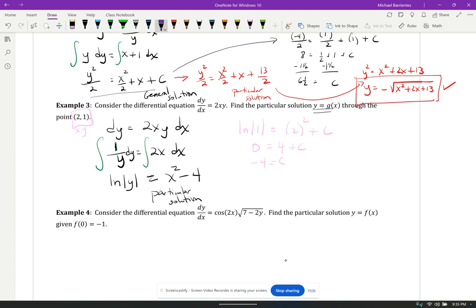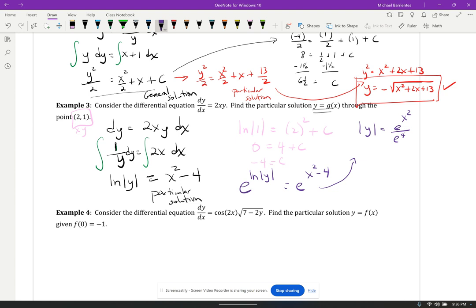So what do we do to undo a natural log? Well, we take an exponential of both sides. We take the exponential of the natural log of y equals the exponential of the other side. These are going to undo each other, so I'm left with the absolute value of y. And over here, I have e to the x squared minus 4. That's the same thing as e to the x squared over e to the fourth, if you want to do it that way.